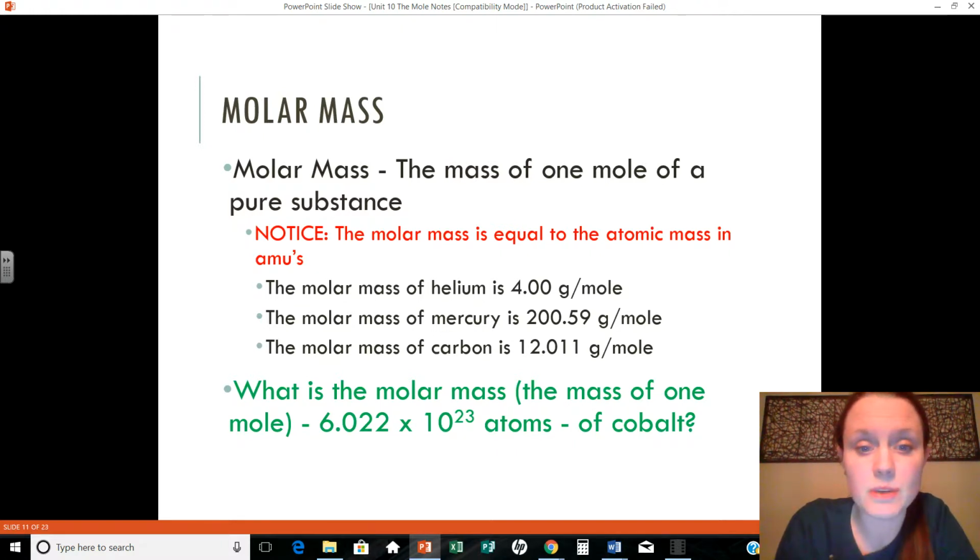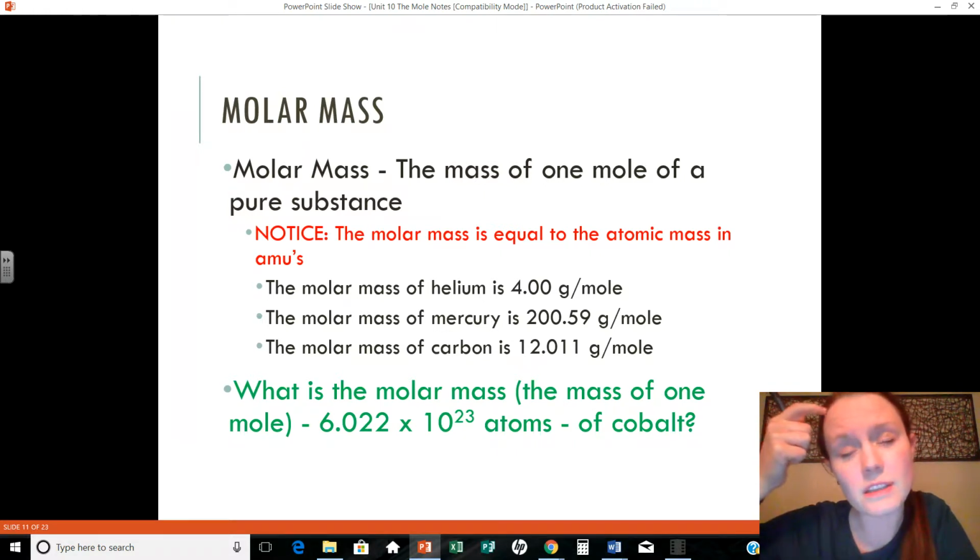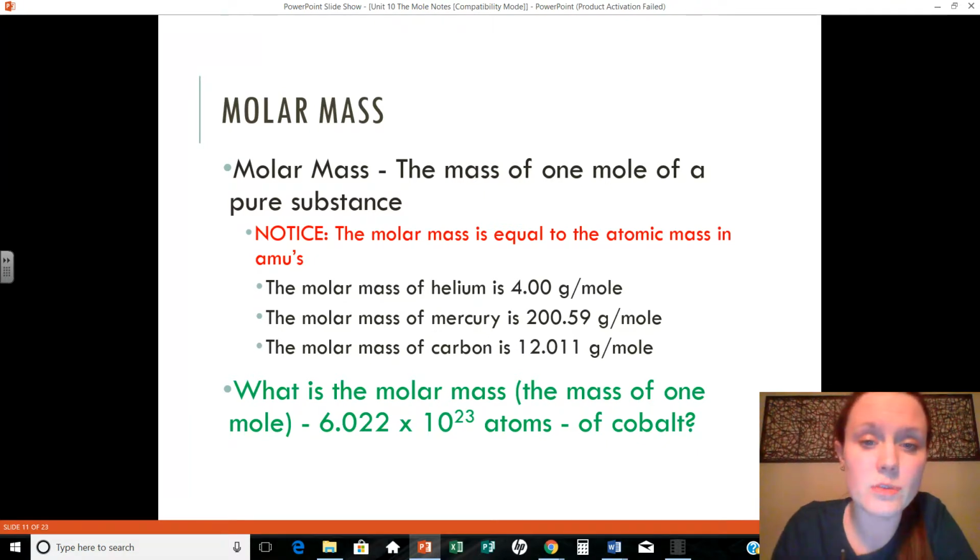So let me explain. If you guys all look at your periodic tables and find helium, should be over by the noble gases, helium has the atomic mass of 4.00 AMUs. That means that 1 atom of helium has the mass of 4.00 atomic mass units.